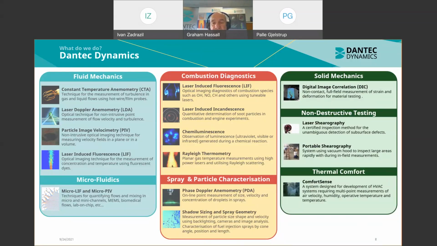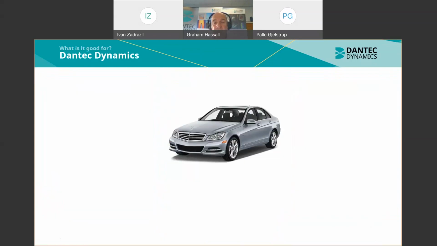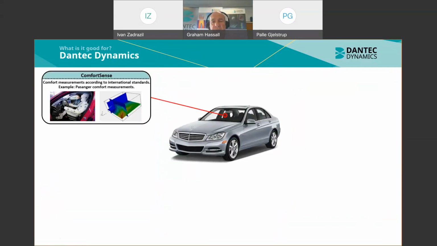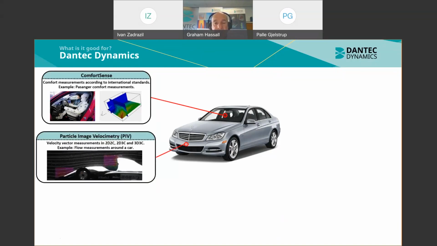Many of the aforementioned methods will be covered as part of the Dantec webinar series. To conclude my part before handing over to our PIV specialist, this slide shows where each of our techniques are used during the development of a car. Starting with the Comfort Sense at the top left, we have a mannequin equipped with spherical sensors I mentioned earlier, which will enable the car maker to produce a comfortable and well-ventilated environment for the driver and passengers. We then go on to PIV, where we look at the aerodynamics of a vehicle to reduce the drag and ensure stability at high speeds.